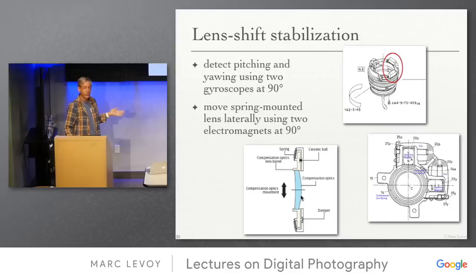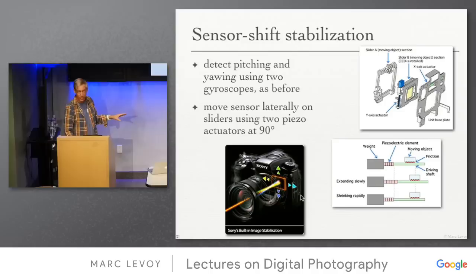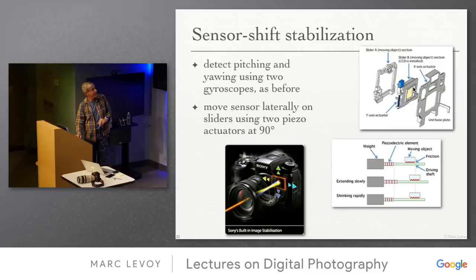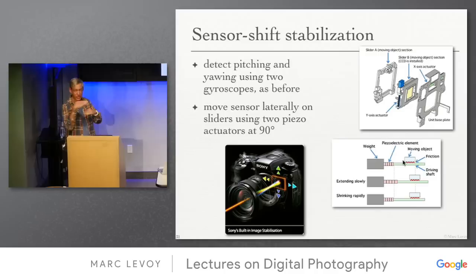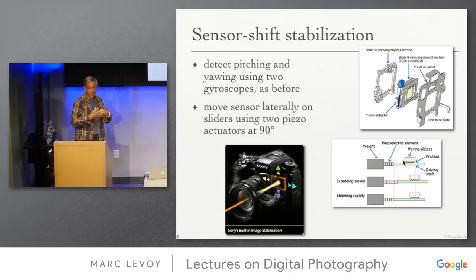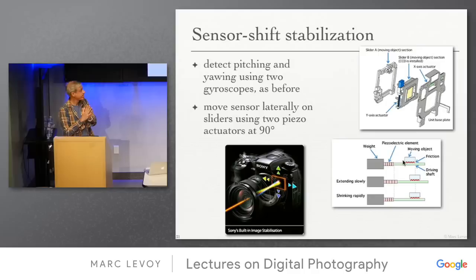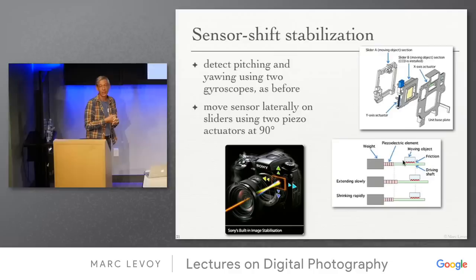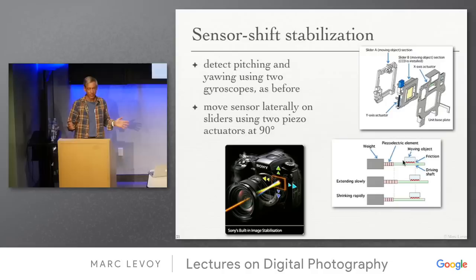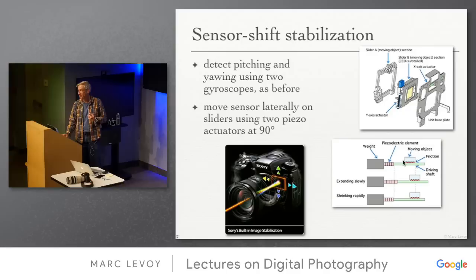Alternatively, you can shift the sensor. So you can still have two gyroscopes, again, that detect the rotation of the whole camera system. And then the sensor can be mounted with these piezoelectric elements that can move the sensor in two directions. And some camera systems even allow you to rotate them as well to try to compensate for more motions. The Sony A7 II that I have has 5-axis stabilization of the sensor. The only thing it doesn't do, it doesn't roll the sensor. Figures you can fix that in post. Not for single frame, because it's blurred out within a single frame.